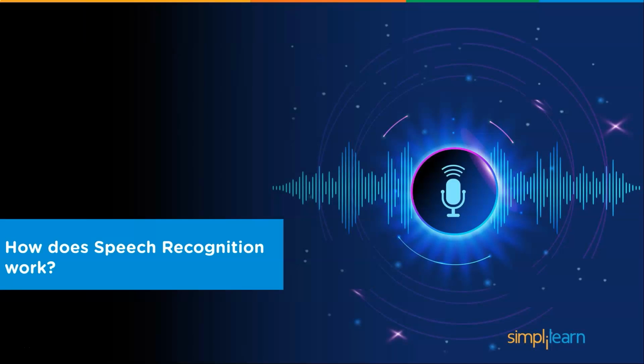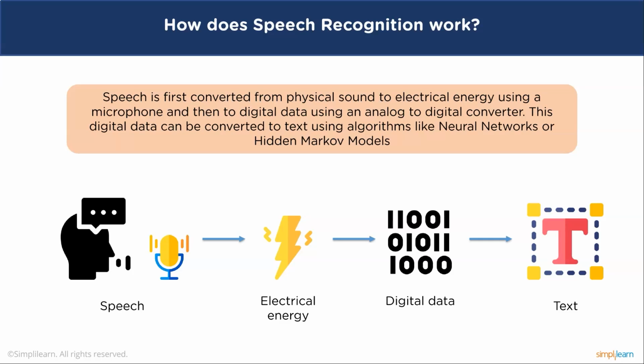How does speech recognition work? Speech is first converted from physical sound to electrical energy using a microphone, and then to digital data using an analog to digital converter. This digital data can be converted to text using algorithms like neural networks or hidden Markov models. This is pretty common nowadays when we're talking about any of our computer and data science. We really do have this whole setup where we want to convert things into digital data. Computers handle 0s and 1s very well. They handle the numbers. And we can then do a lot of work on that, whether it's speech, audio, video, or other data that comes in off the web.